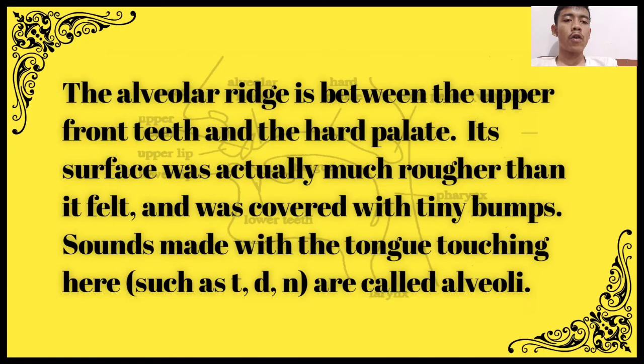Next, the alveolar ridge. The alveolar ridge is between the upper front teeth and the hard palate. Its surface is actually much rougher than it feels, and is covered with tiny bumps. Sounds made with the tongue touching here, such as T, D, and N, are called alveolar.